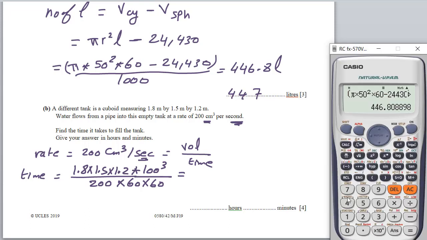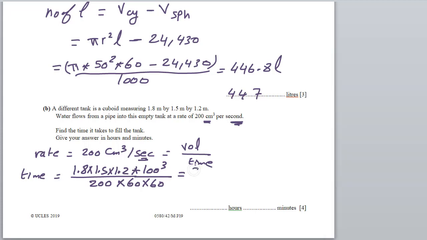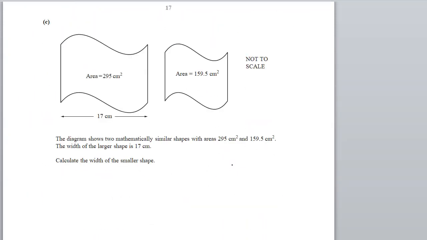So let us start to find this value. 1.8 multiplied by 1.5 multiplied by 1.2 multiplied by 100 multiplied by 100 multiplied by 100 divided by 200 multiplied by 60 multiplied by 60. So it will equal 9 over 2, which is 4.5 hours, which is 4 hours 30 minutes. Okay.